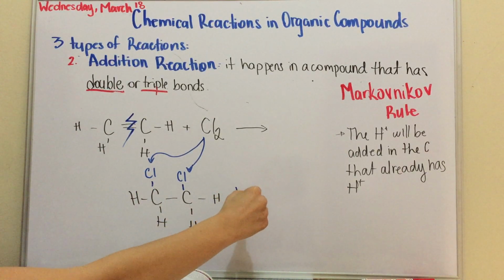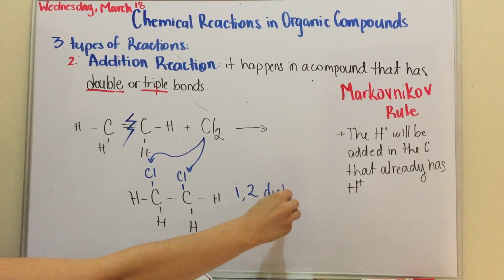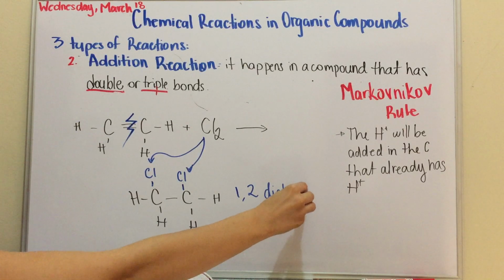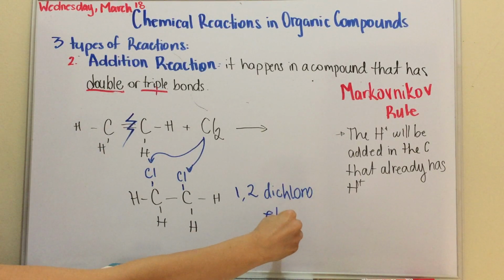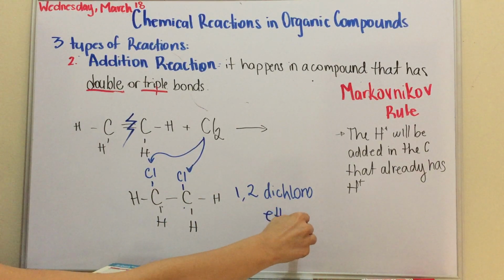1, 2, chloro. Why 2? Because I have 2 carbons. Do I have a double bond? No, so it's an ethane.